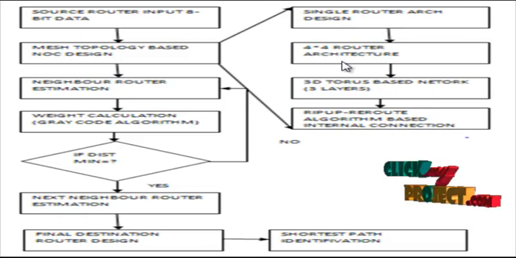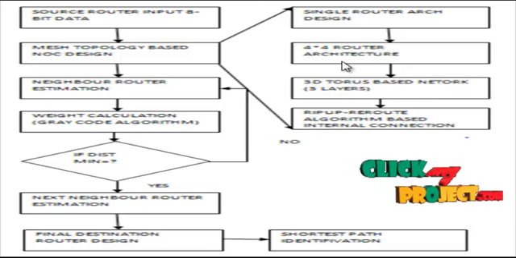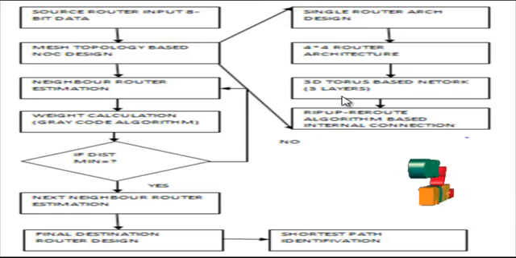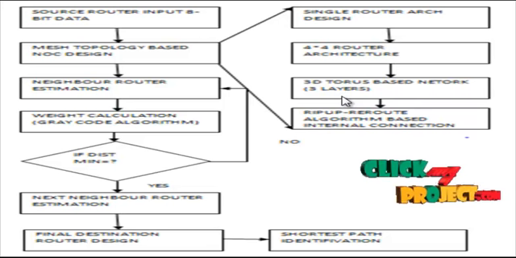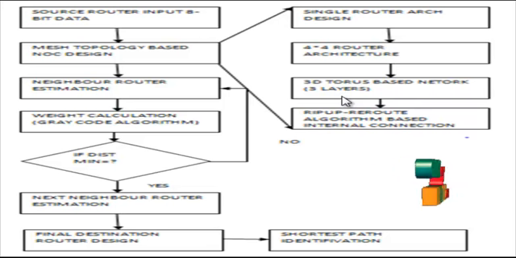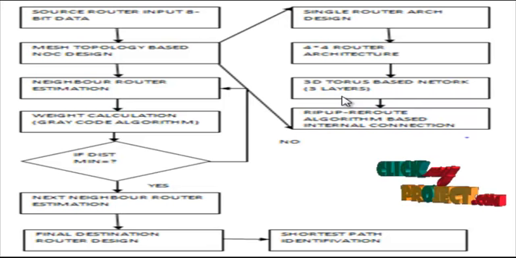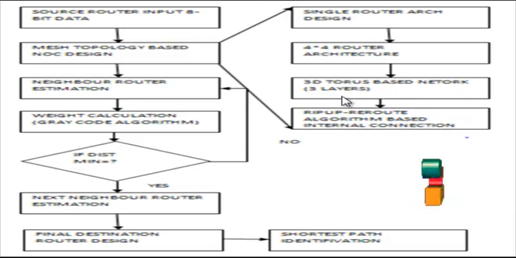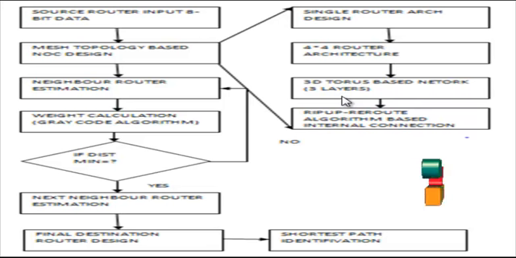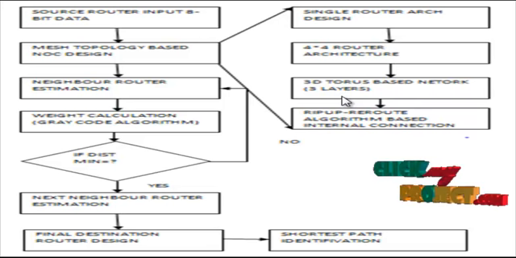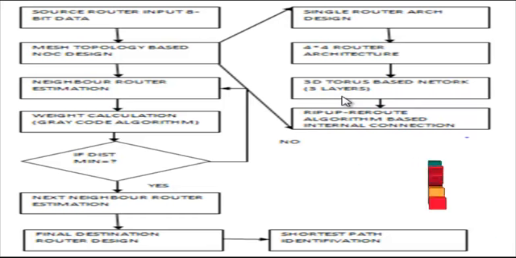These routers consist of 16 routers present in one layer. The 3D torus based network considers 3 layers. In total 48 router nodes are present in the 3D structure. Then we apply the routing algorithm based on the internal connection. These internal connections increase the performance for the neighbor estimation process, and we check the neighbor estimation router, which then calculates the weighted calculation. The weighted calculation is based on the gray code algorithm.